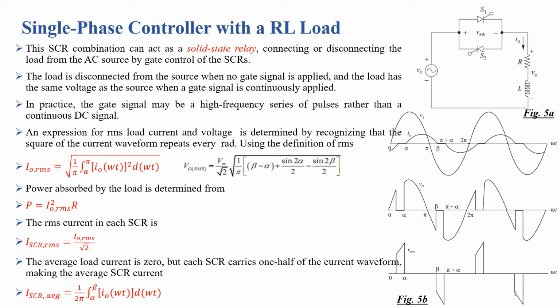To compute the RMS value of the load current and load voltage, we always need to apply the RMS value definition on one complete cycle of the output current and output voltage. So to compute the RMS current, we need to apply the definition of RMS quantity on one complete cycle of output current. So we can see that this is the complete cycle of output current.